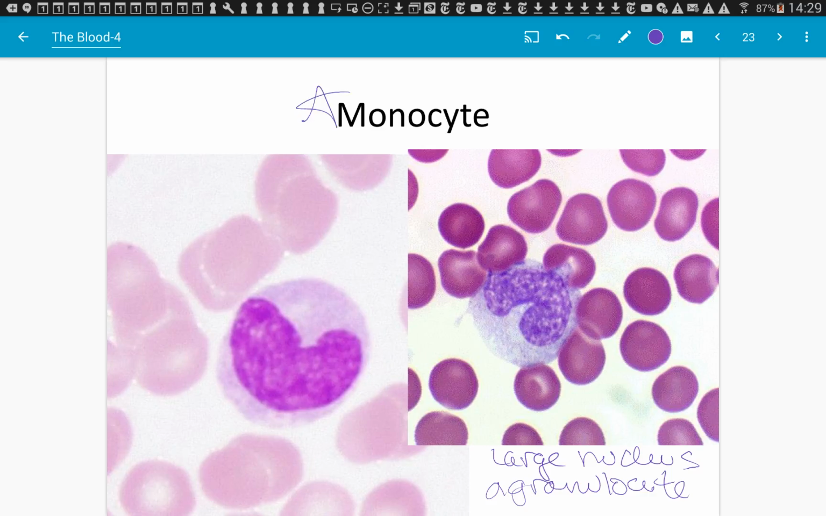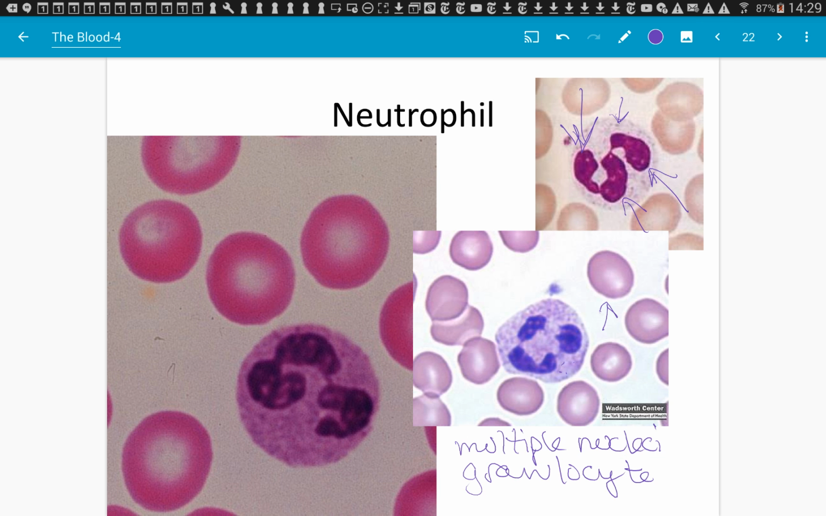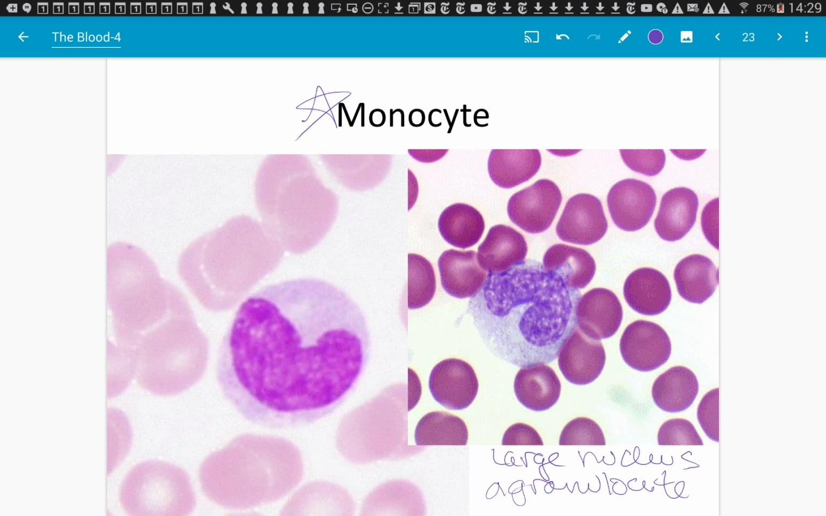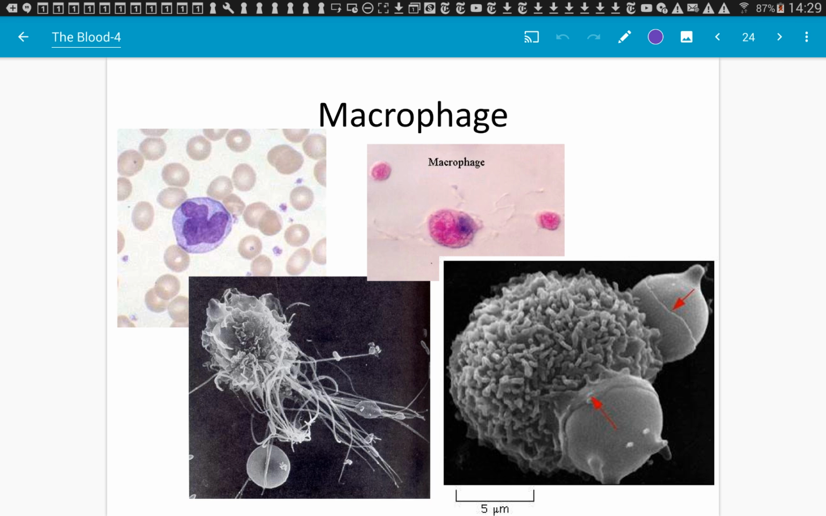So maybe I need to back up and make stars for the ones you need to know. Okay. You have to identify neutrophils, monocytes. And so here's our next one, macrophage.